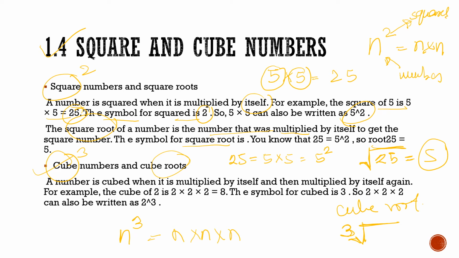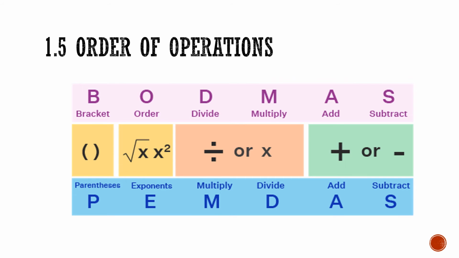So what's the cube of 2? 2 times 2 times 2, which will give us 8, because 2 times 2 is 4. 4 times 2 is 8. And that's all for square and cube numbers.